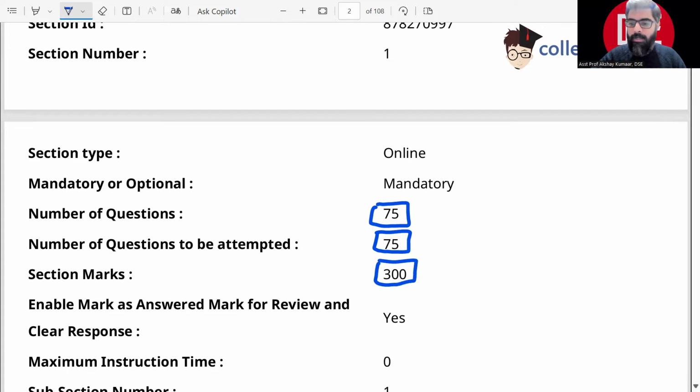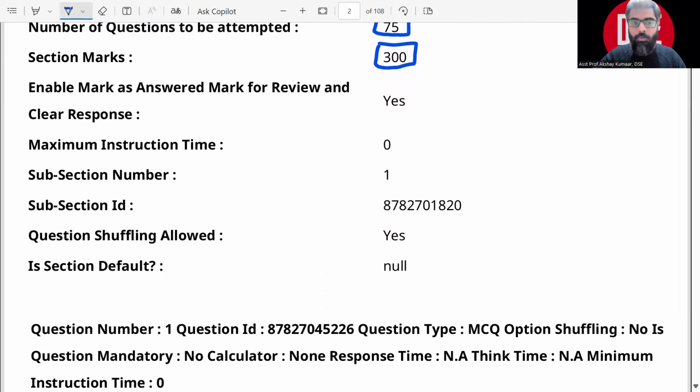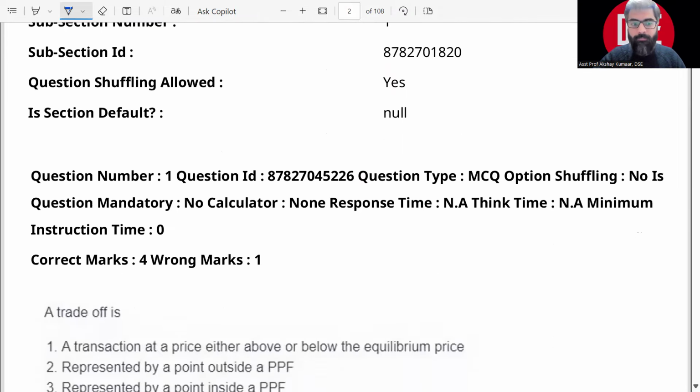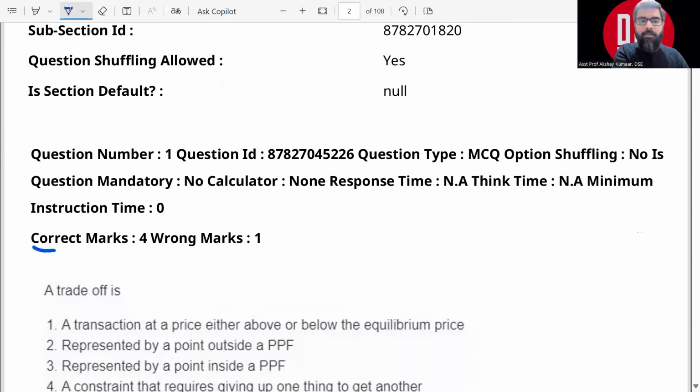Okay, there is a negative marking. You lose 1 mark for the wrong answer. So for every correct answer, you gain 4 marks. For every wrong answer, you lose 1 mark. Okay, so that was all regarding the description of the question paper.